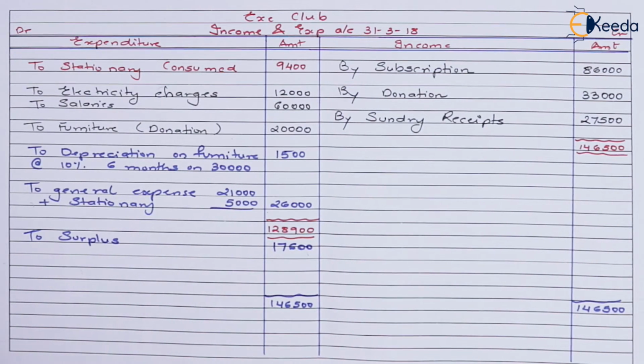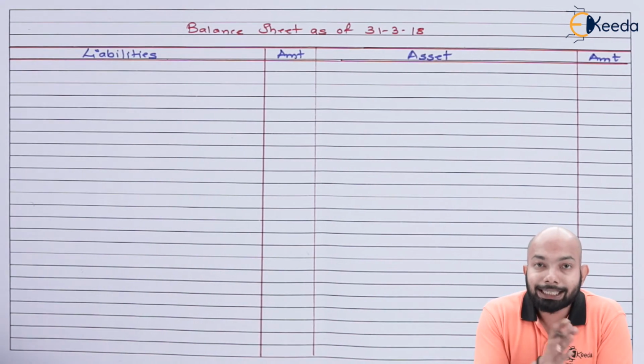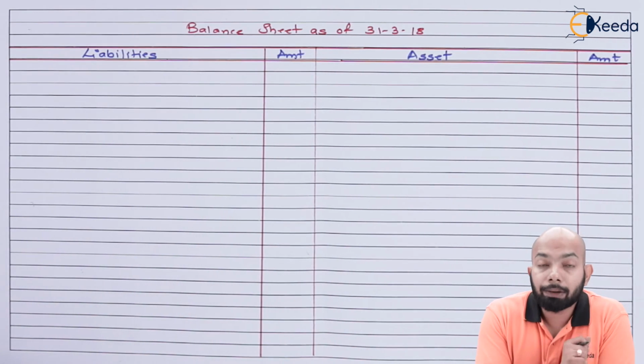Whatever capital fund has been given there, let's move it to the closing balance sheet. We'll add the surplus there. Whatever additional items have to be placed, like the opening furniture or the new furniture that has been purchased, the depreciation has to be subtracted from it and then placed. Let's move to the closing balance sheet now. So we have mentioned the liabilities and the asset side. Let's start with the capital fund first.